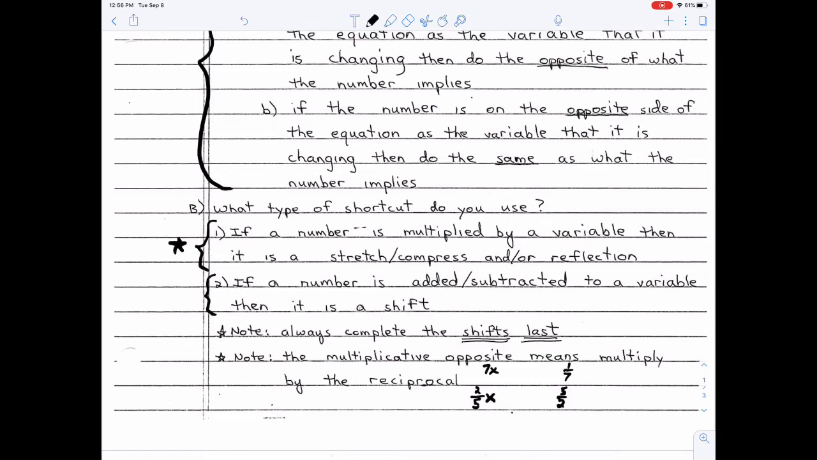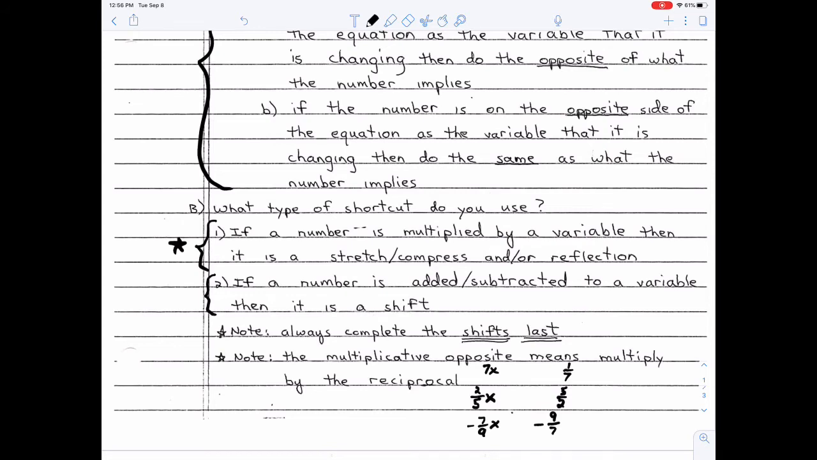The thing I'm trying to get across is that the multiplicative opposite has nothing to do with the sign being positive or negative. Like, what if you had -7/9? What's the multiplicative opposite? It's 9/7. Sorry, that's wrong. It's -9/7. Why? Because I shouldn't have changed the sign. You don't change the sign.